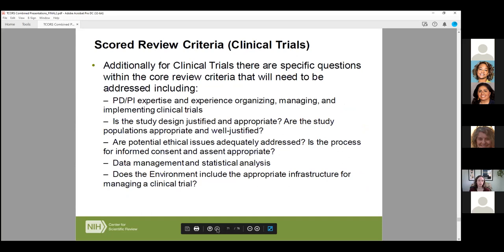Additionally, for this RFA, they do allow clinical trials. So if your application is a clinical trial, please be aware that it'll also be evaluated for the criteria for clinical trials, such as experience in managing a clinical trial, the data management and statistical analysis, the environment, all the typical things that we review for clinical trials. Next slide.